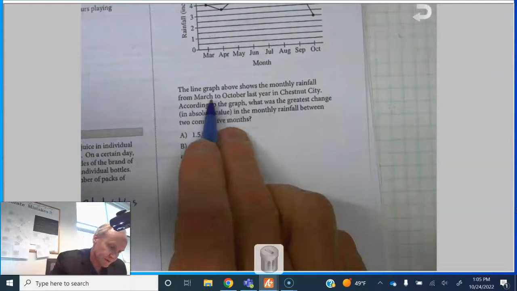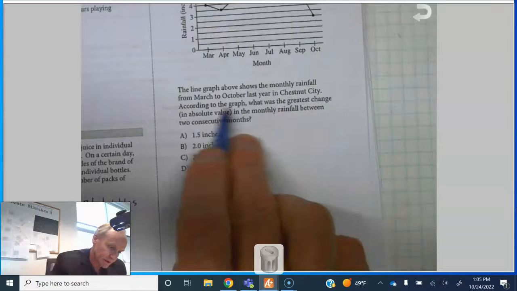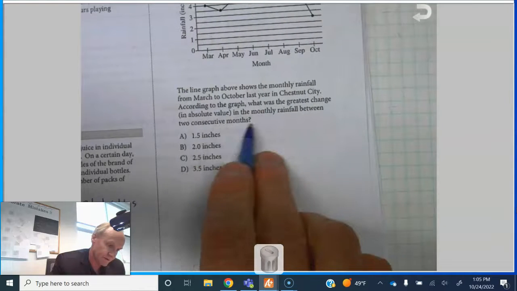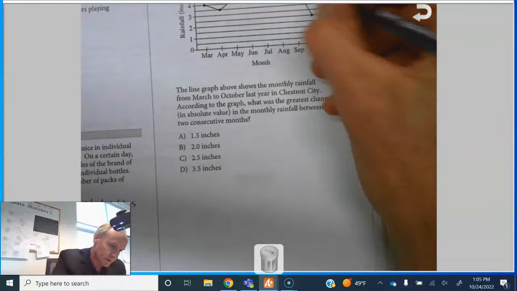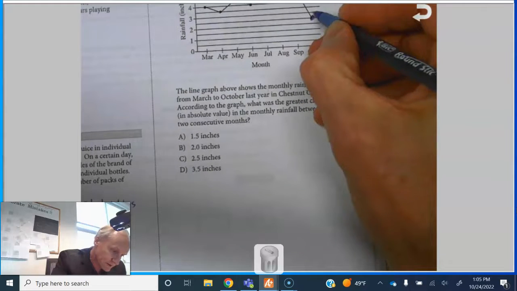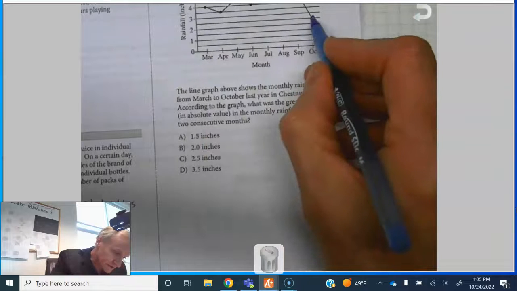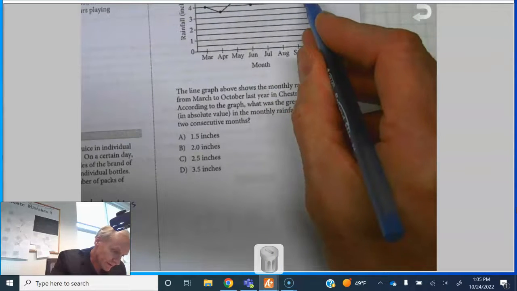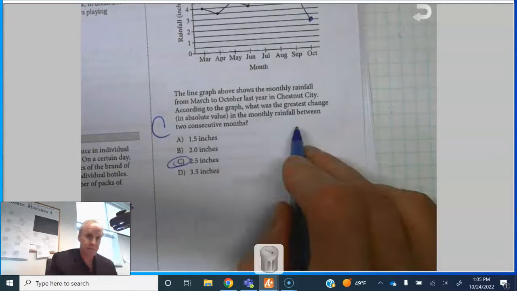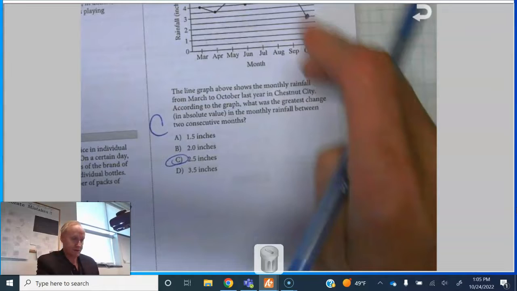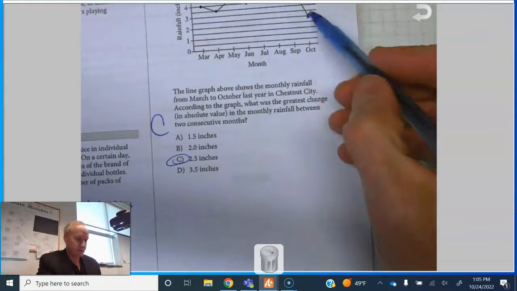This line graph shows the monthly rainfall from March to October last year. According to the graph, what was the greatest change in absolute value in the monthly rainfall between 2 consecutive months? This one and this one was the greatest change, and each one of these represents a half an inch. That's 1, 2.5 inches. It's the greatest change. This is the steepest graph, so we just want to look at the change between them. What you have to be careful of is just not counting these. Each one is a half an inch.